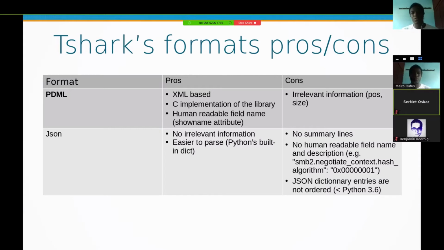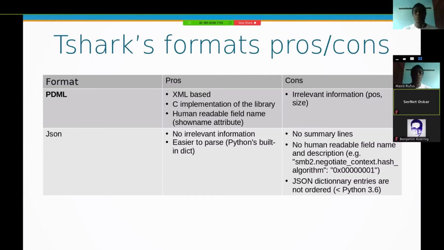Some cons: no summary lines, so you can't use JSON to navigate in the file. You have to use another output. And some fields are non-human readable. For example, if you take the SMB negotiate context hash algorithm, instead of showing you an algorithm, it shows a hexadecimal value, which certainly matches an algorithm, but for a human, it's not that practical.